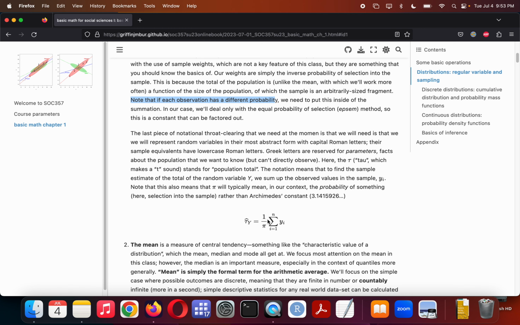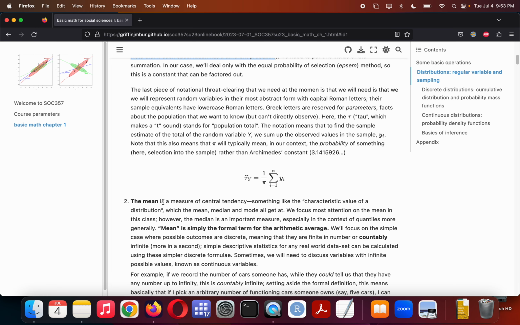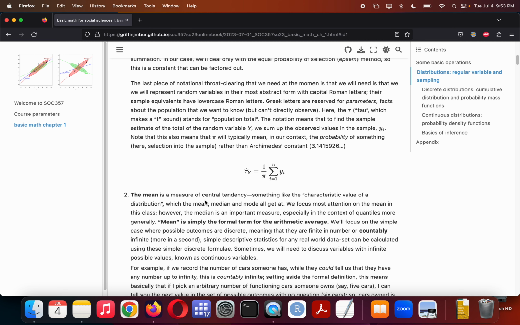Okay, so that's an introduction to how some of all of this works, some of our notation, some basic stuff about summations and estimation, and that's pretty much it. So let's keep moving right along. Let's move ahead to the mean, which is a measure of central tendency, or something like the characteristic value of a distribution, which the mean, median, and mode all get at.